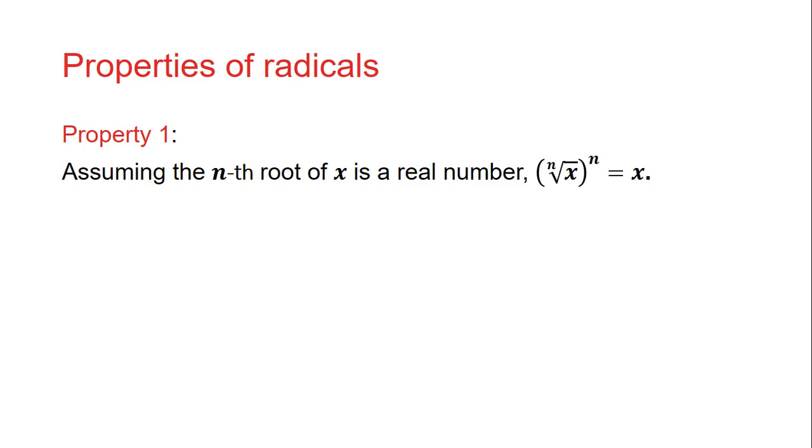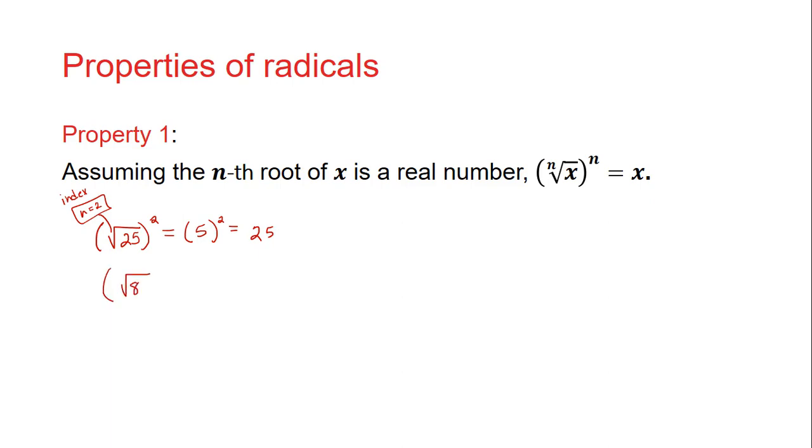The first property of radicals states that if the nth root of x is a real number, the nth root of x to the n is equal to x. If I have, for instance, the square root of 25 and I square it, right, n is actually understood to be 2 for the square root. It's called the index. We don't write it, but it's understood. Well, the square root of 25 is 5. If I square it, I just get back to 25.